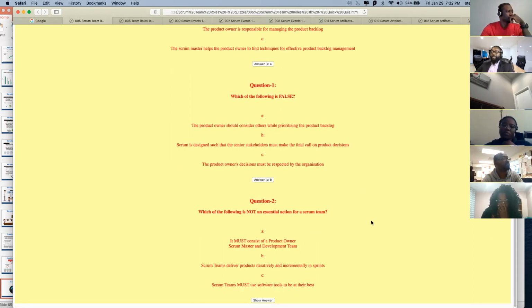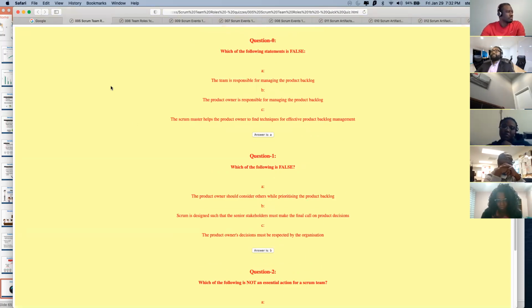Next one, which of the following is not an essential action for a Scrum team? A, it must consist of a product owner, Scrum Master, and dev team. B, Scrum teams deliver products iteratively and incrementally in sprints. C, Scrum teams must use software tools to be at their best. C. All right, we're done with this one. Good job. You guys are doing great.